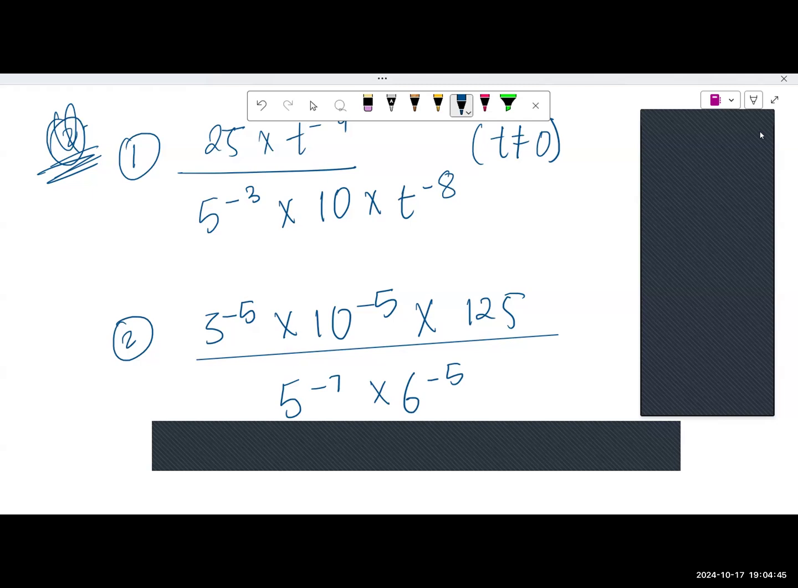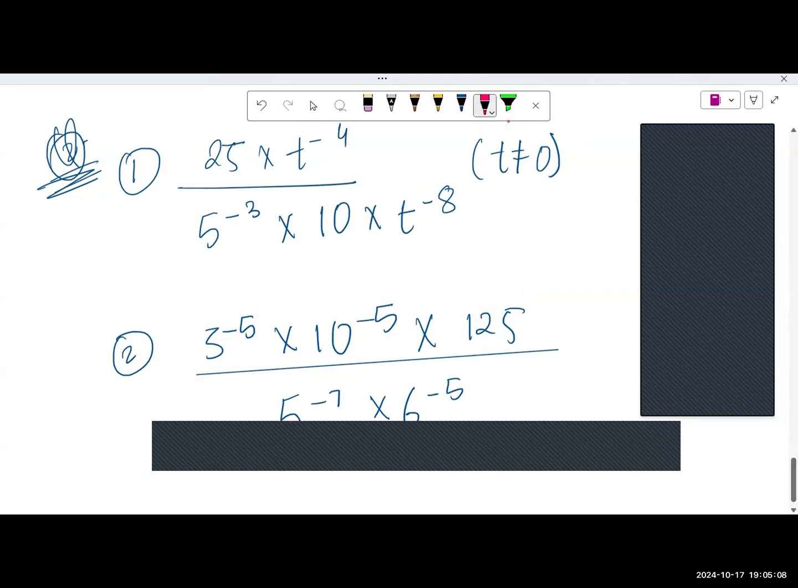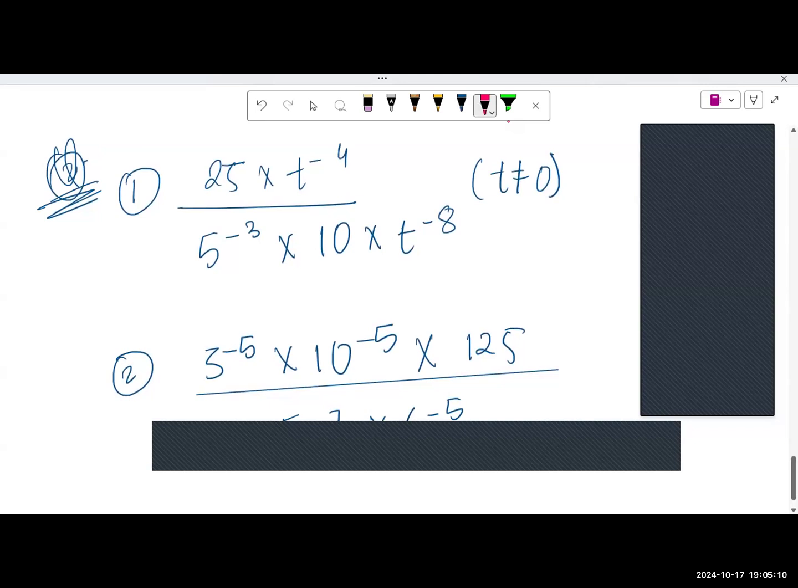Ma'am, in the first question, t is raised to minus 4. Please speak a little loudly, Ramesh. Yeah, okay. I'll read the question. 25 into t raised to the power minus 4 upon 5 raised to the power minus 3 into 10 into t raised to the power minus 3.